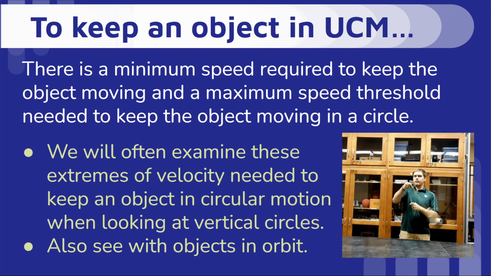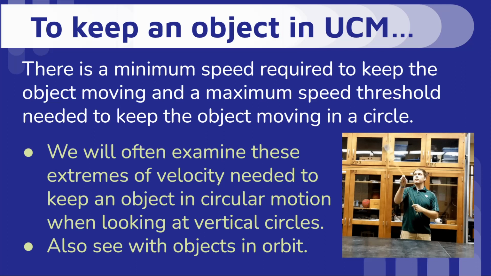We often examine these extremes of velocity needed to keep an object in circular motion when looking at vertical circles. For example, if he doesn't swing this fast enough, is he going to be able to keep it in a circular path? No. There is a minimum velocity required for him to keep that object in circular motion, and we also see that with objects in orbit.